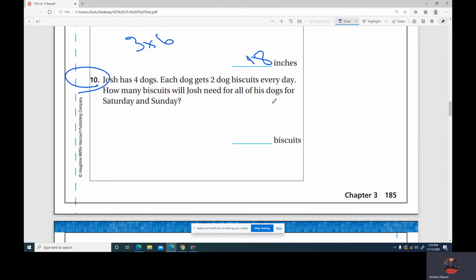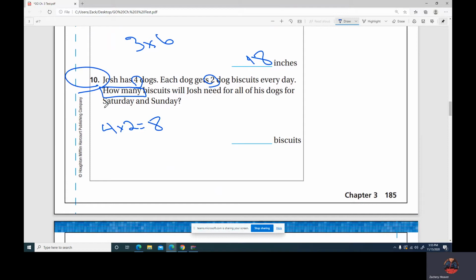Number 10. Joss has 4 dogs. Each dog gets 2 biscuits every day. How many biscuits will Joss need for all of his dogs for Saturday and Sunday? Well, I know that he has 4 dogs, right? And they each get 2 biscuits every day. So 4 times 2. So every day, Joss gives out 8 biscuits. Okay? 1 day is 8 biscuits.